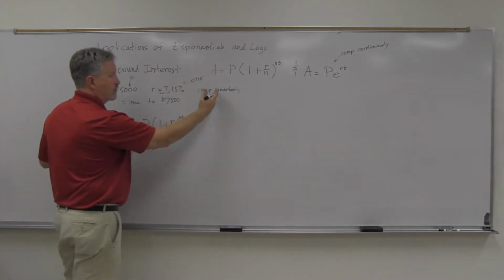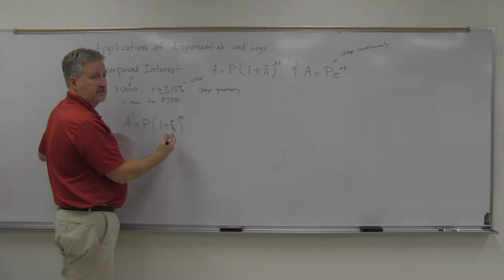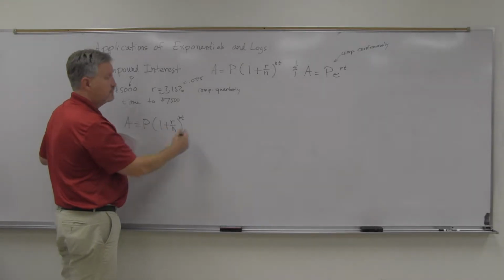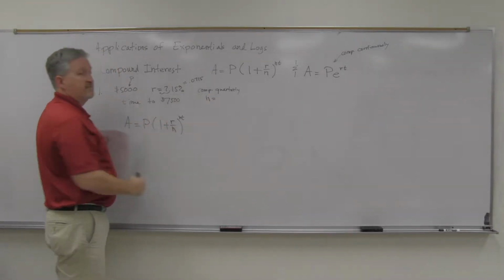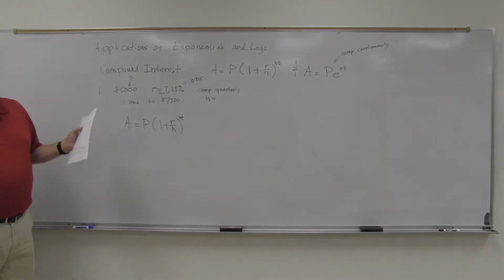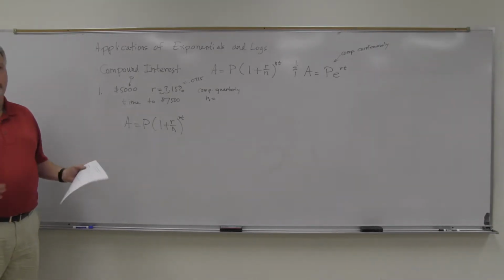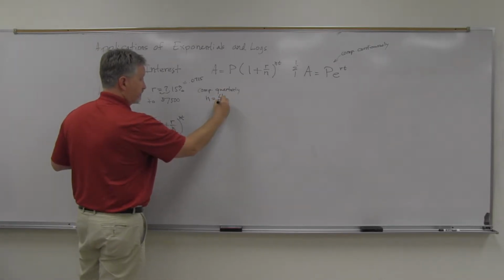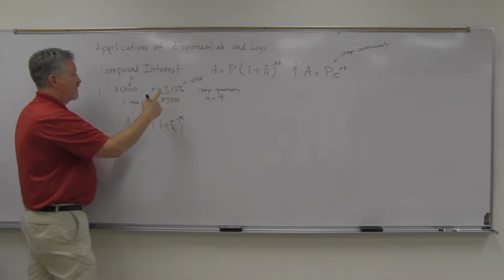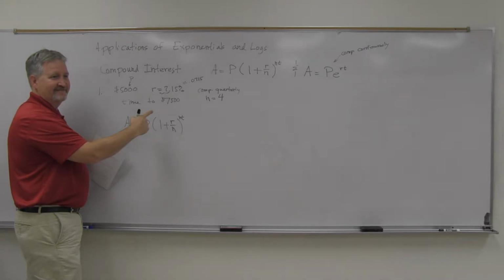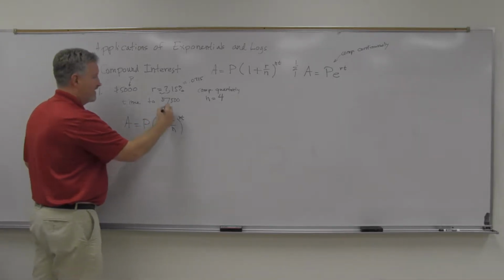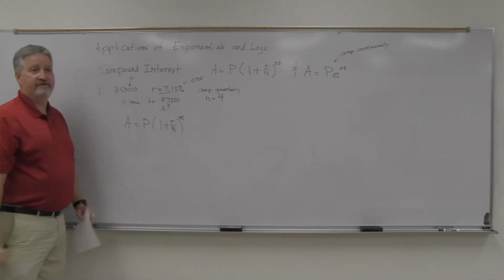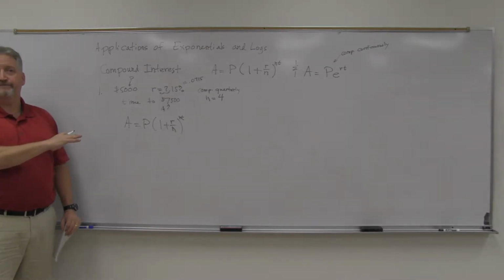Now, compounded quarterly, what does that mean to the formula? That's the n value, and n is the number of times compounded in a year. So if it's compounded quarterly, that's 4 times per year. So that would mean n equals 4. What about the 7,500? That's the A. That's the amount I want to end up with. And so that in this formula is A.